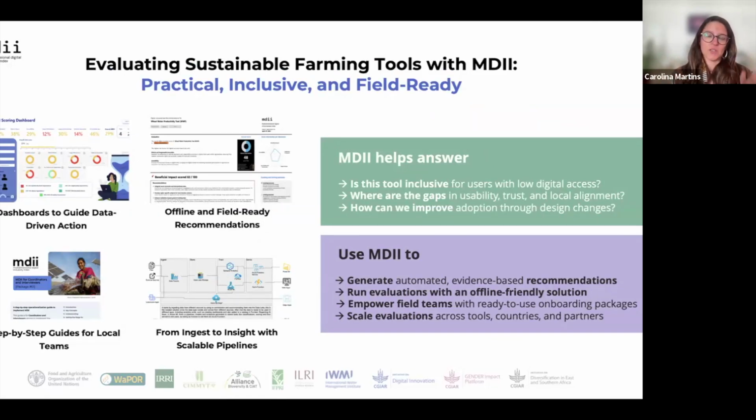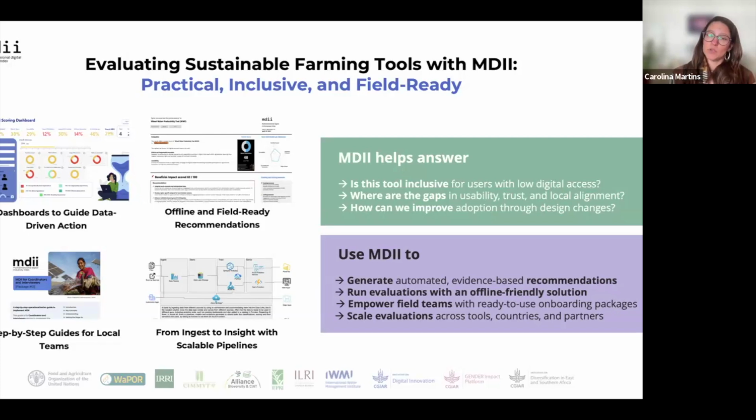I was telling Nozomi in the beginning, which is the MDII being an index is going to present a number, which is a score. But more than the score, what is important here is to find where are the gaps in that tool, either in terms of usability, trust, local alignment, in terms of process, ethical conformity, and things like that. Because real change and real improvement comes when we identify the gaps, when we measure them, and that gives us the ability to choose how we want to move forward and improve.